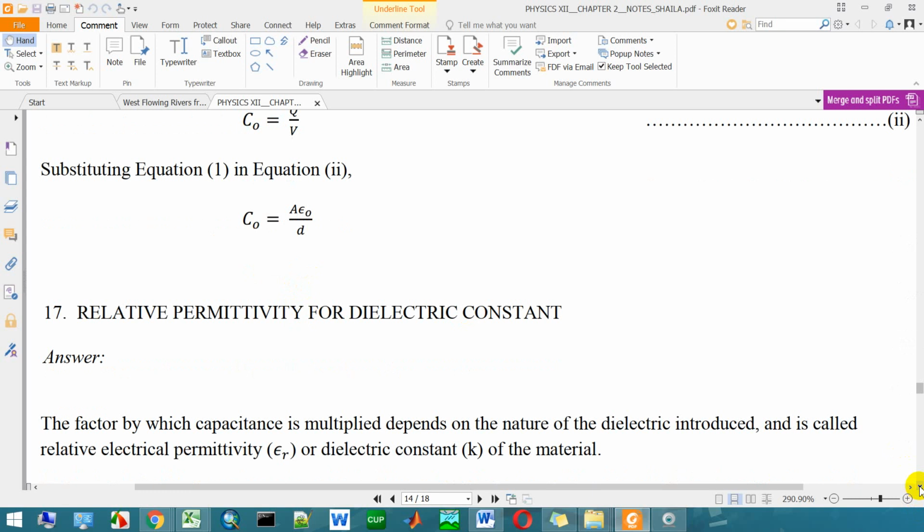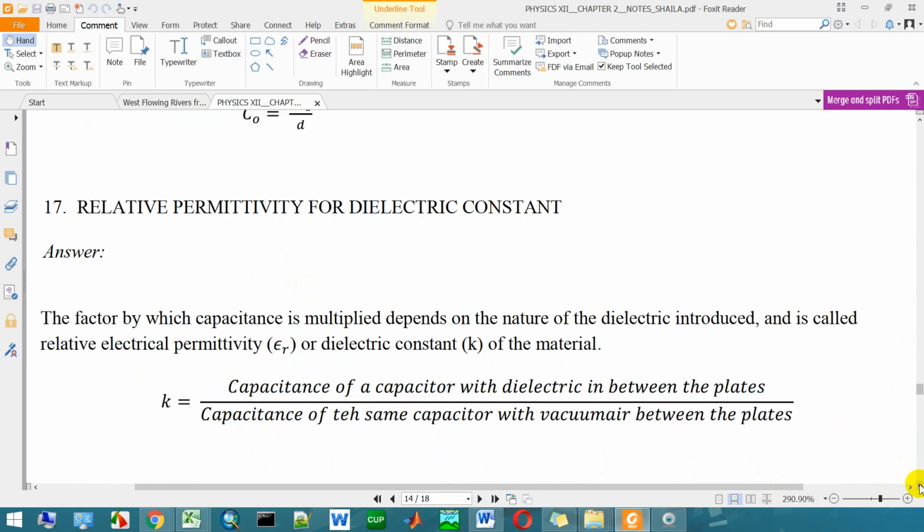Then question number 17 says relative permittivity or dielectric constant. Here the dielectric constant in terms of capacitance is defined as the ratio of the capacitance of a capacitor with dielectric in between the plates and the capacitance of the same capacitor with vacuum or air between the plates.